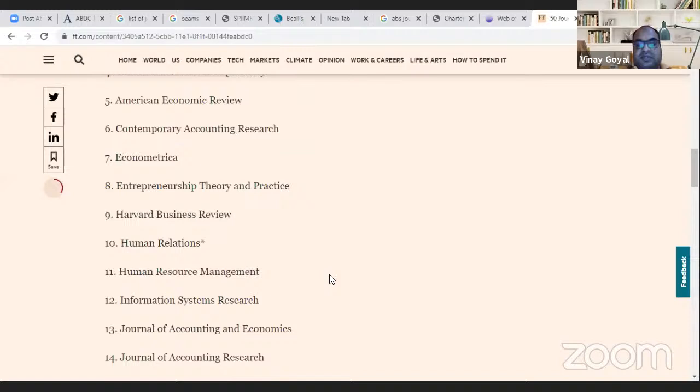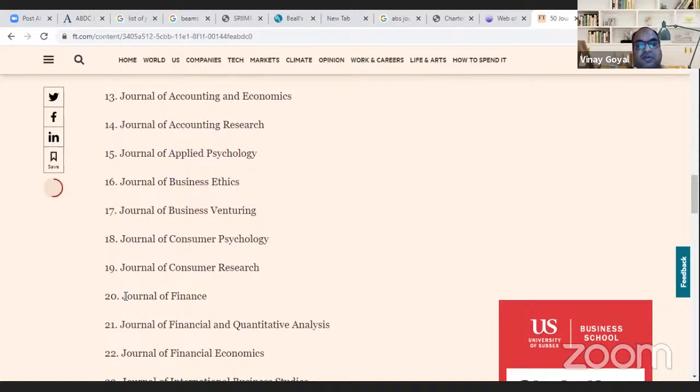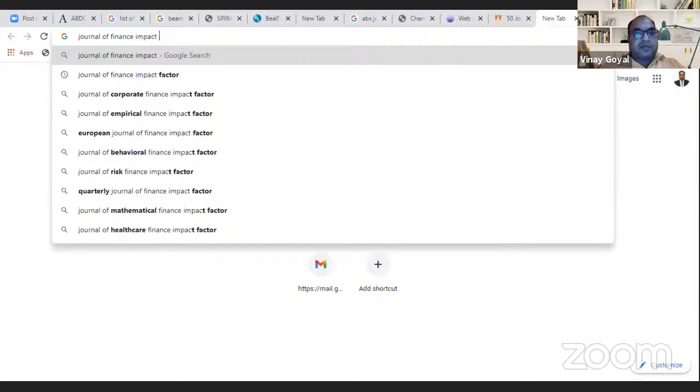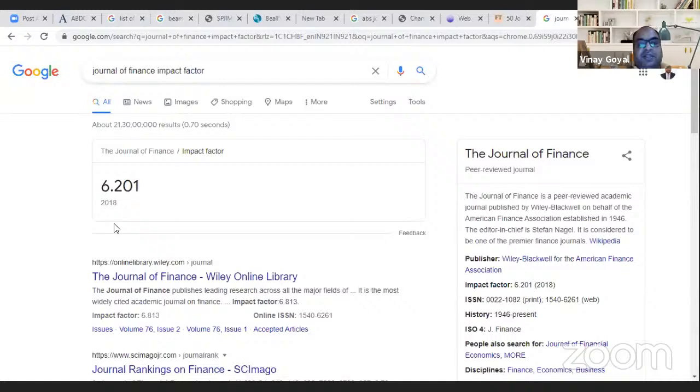Let us see this Journal of Finance. Now, Journal of Finance is one of the top rated journals in the finance area. Journal of Finance Impact Factor. And here you can see in 2018, the impact factor of Journal of Finance is 6.2.